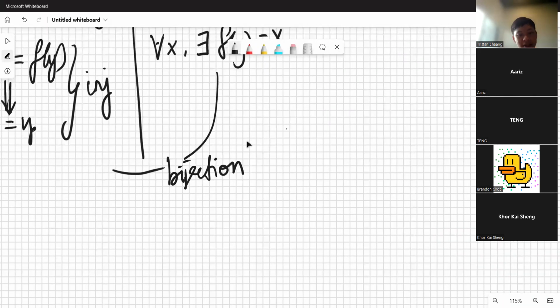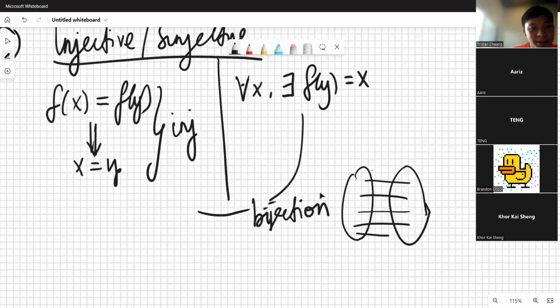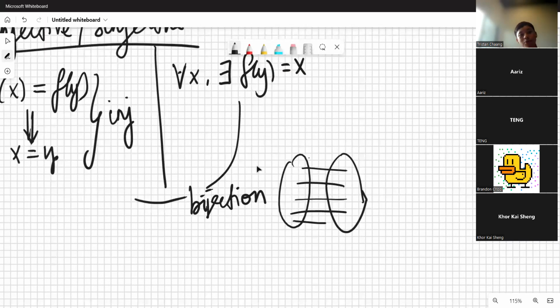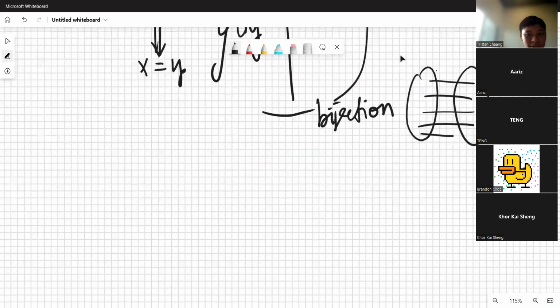A bijective function, for a finite case, looks very easy. For a finite case, it's just a one-to-one correspondence. So it's a matching. If there's a bijection between two sets, then those two sets must have equal size or equal cardinality. Okay, so how do we see if a function is injective or surjective, and why is it useful? Let's talk about the how first.